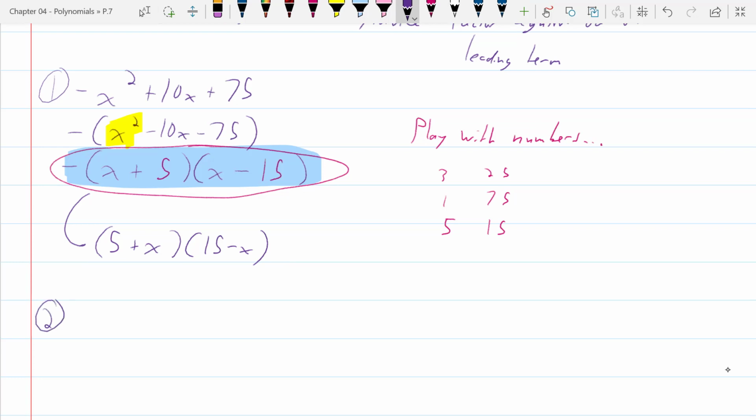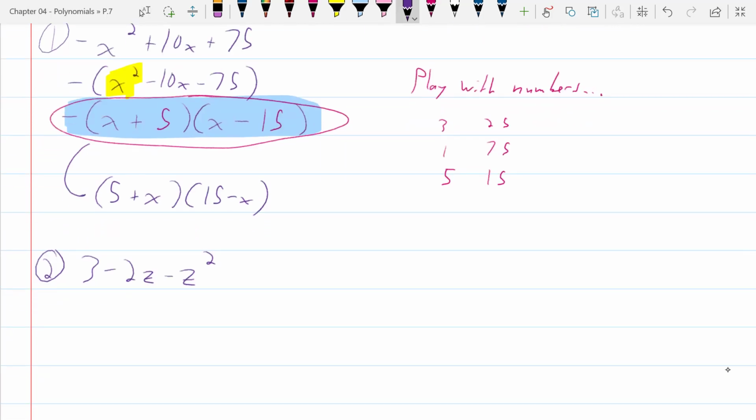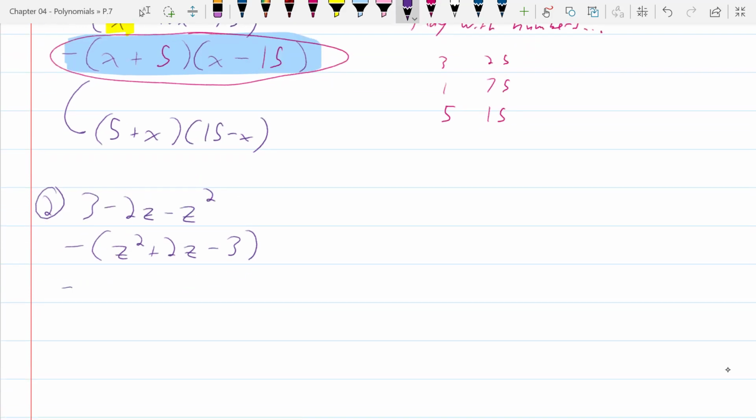Okay, let's do another one: 3 minus 2z minus z squared. Again, this is a polynomial. You may be tempted to go right away to the factoring step, but I'm going to pull the negative out and make this a positive z squared plus 2z minus 3. And then it's a simple matter of what numbers multiply to negative 3 but add to positive 2. That can only be plus 3 and minus 1.